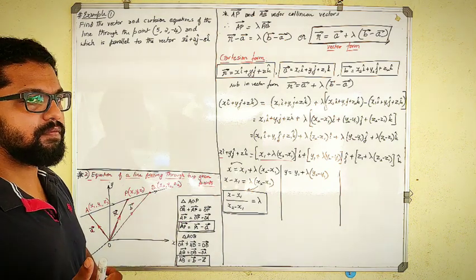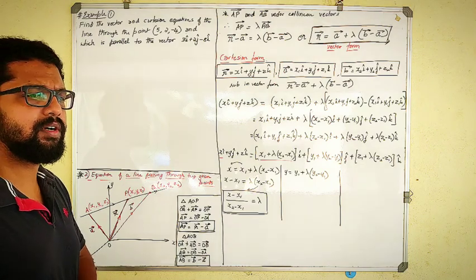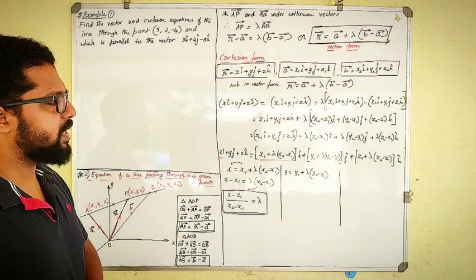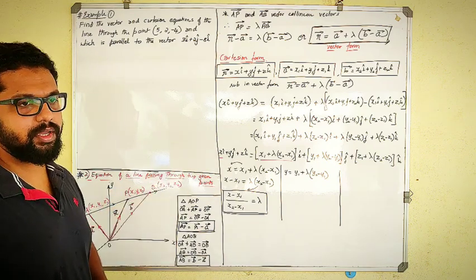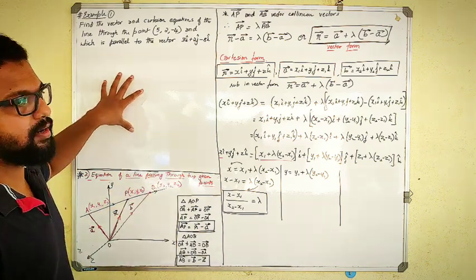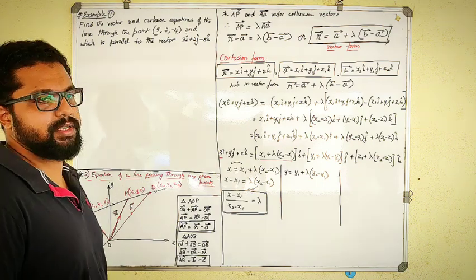First one is that the line is passing through a point and is parallel to a given vector. Then second one is the equation of a line passing through two given points. Okay. So the first one we have learned in the previous video. So today we will be solving the example based on that.